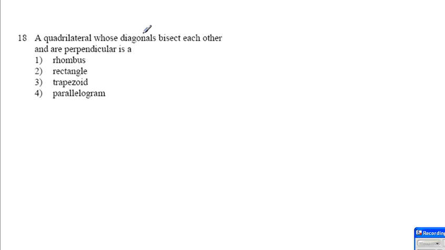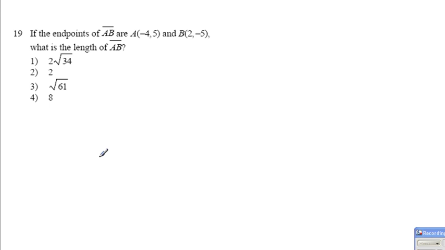Alright, so number 18. Diagonals bisect each other. This basically means a parallelogram already. If they are also perpendicular, that means a rhombus. This is through the memorization of properties of parallelograms. Alright, let us look at number 19.